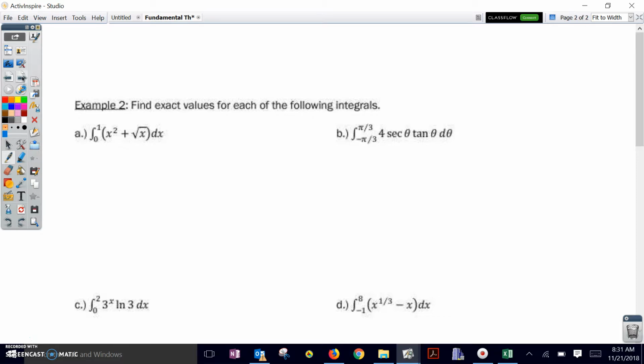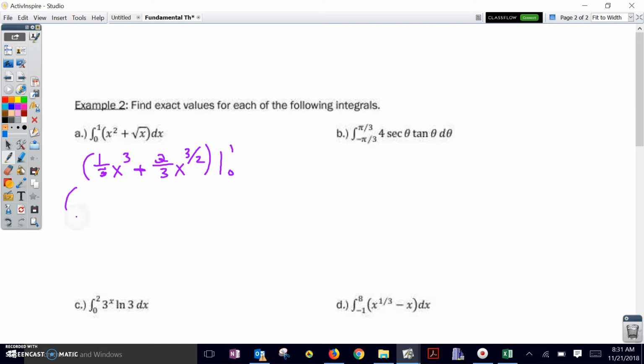In example 2, part A, the integral from 0 to 1 of x squared plus the square root of x, from 0 to 1. So first I'm going to find my antiderivative. The antiderivative of x squared is 1/3 x cubed. And the antiderivative of the square root of x, let's see, that's x to the 1/2. So I go up 1 power. That's going to end up being 2/3 x to the 3/2. And I'm going to evaluate this from 0 to 1.